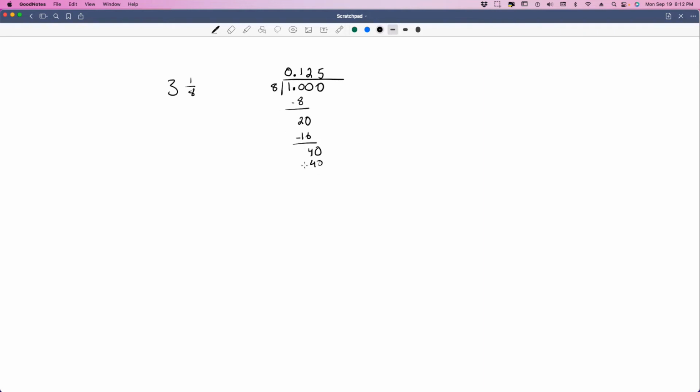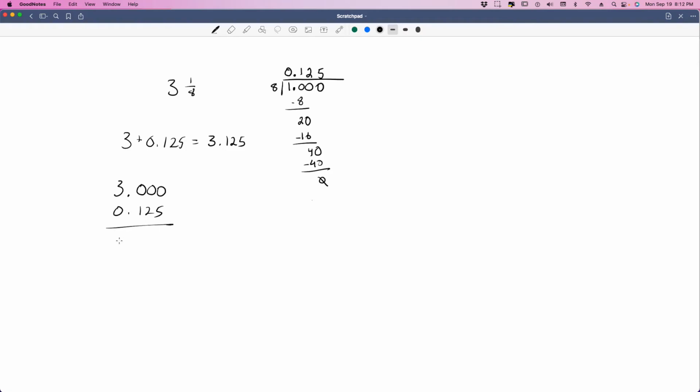So I'm just going to add this to my 3. So my whole number that I had to start with plus 0.125 is going to equal 3.125. The way that works is 3 already has a decimal behind it. We just usually don't write it there. So that would be 3.000 plus 0.125. We just combine them like that. And that's our answer.